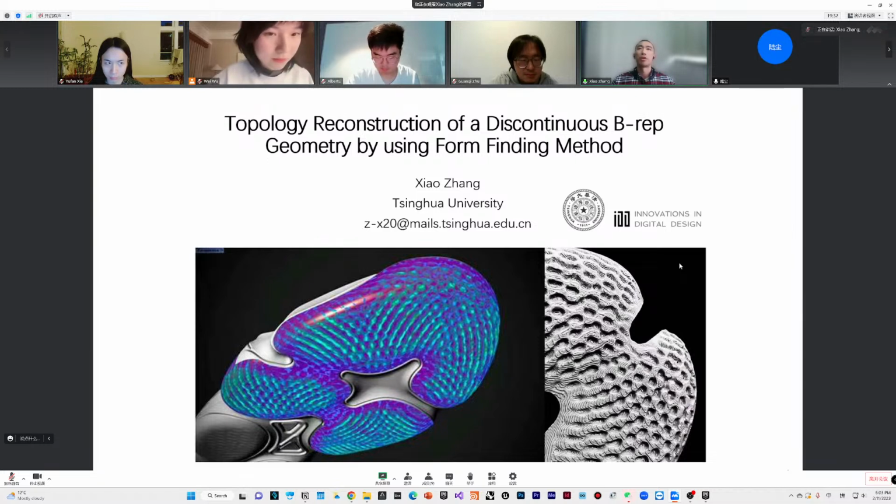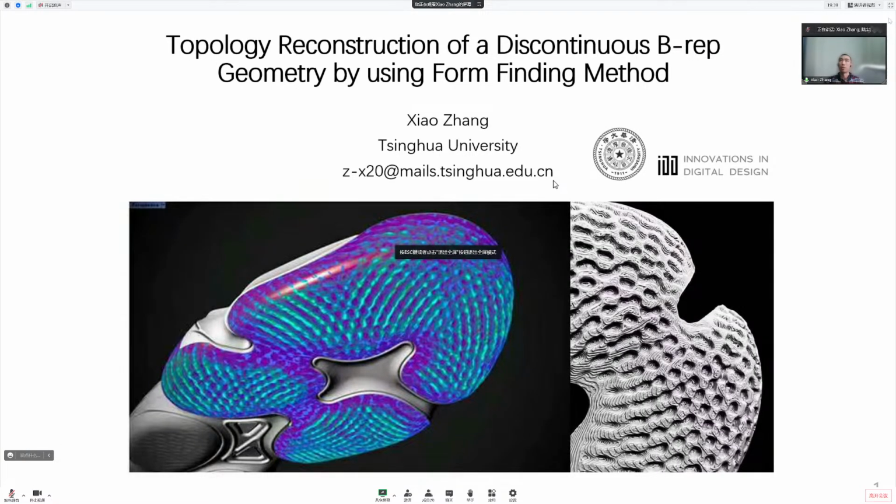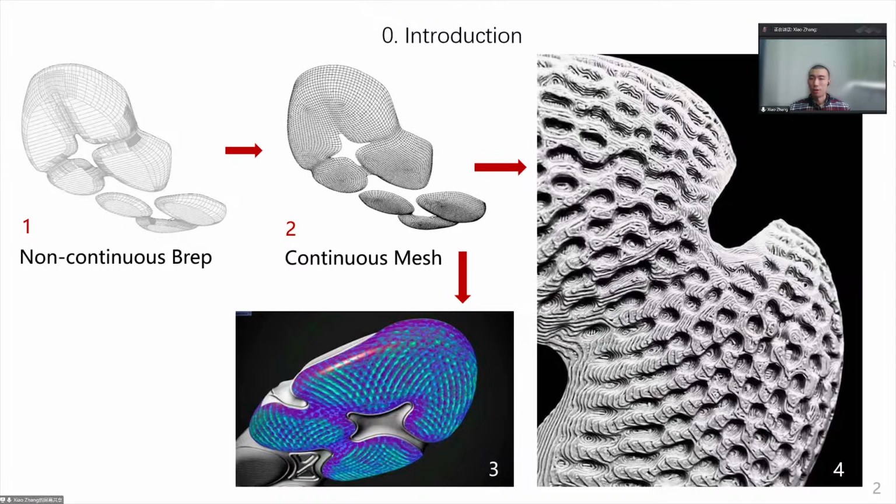Hello everyone. I'm Xiao Zhang from Tsinghua University, and today I'd like to share the topology reconstruction of a discontinuous B-rep geometry by using a form-finding method. Firstly, why shall we transfer a non-continuous B-rep to a continuous mesh? For example, in a traditional sports design company, shoe designers will draw sketches and let mold factories make a sole mold. Since the factory always uses Rhino to make a 3D model, the shoe model will be a boundary representation model, a so-called B-rep model, like what is shown in Figure 1.